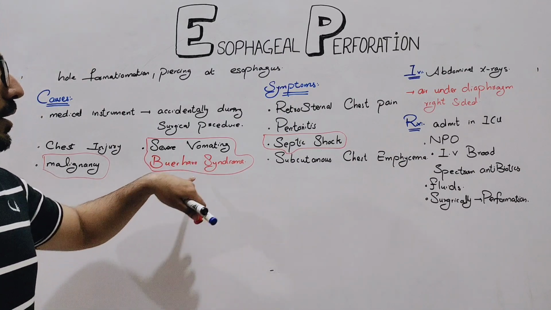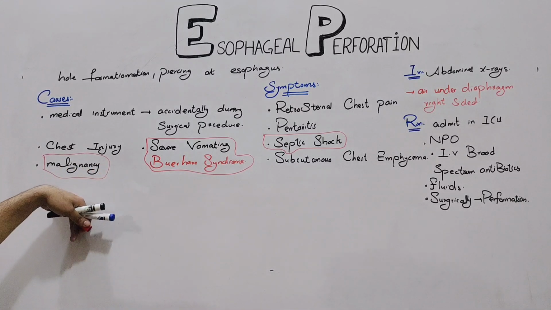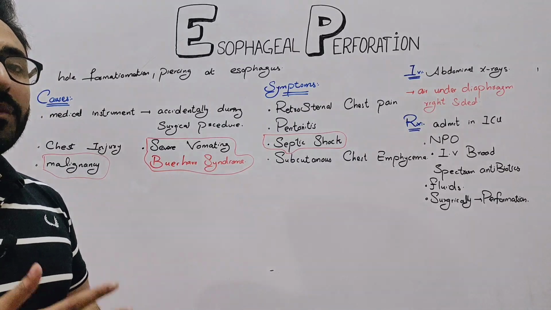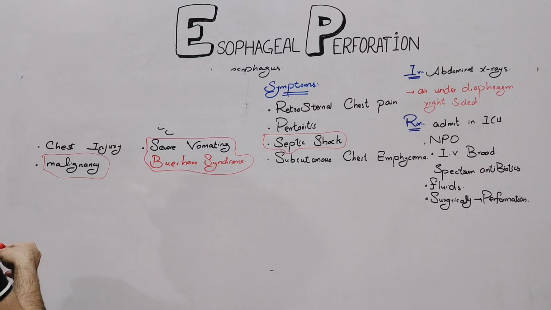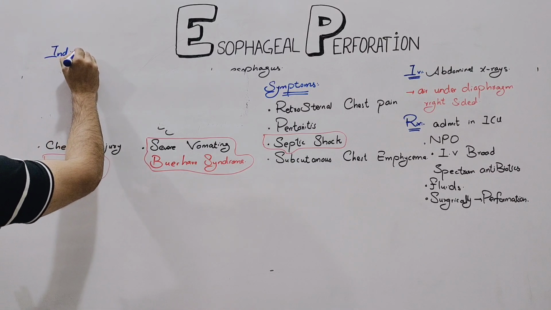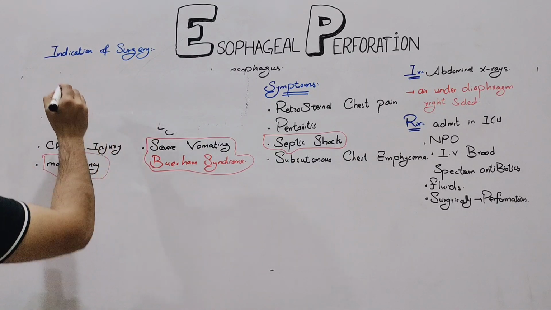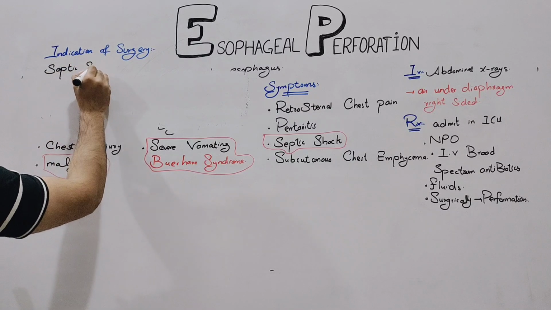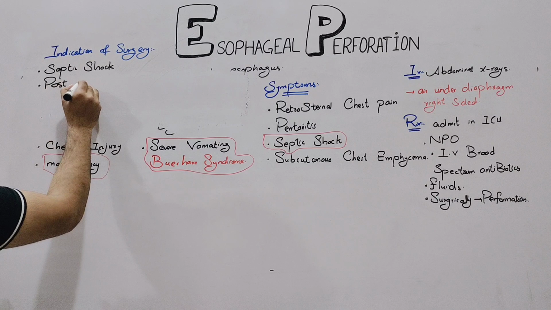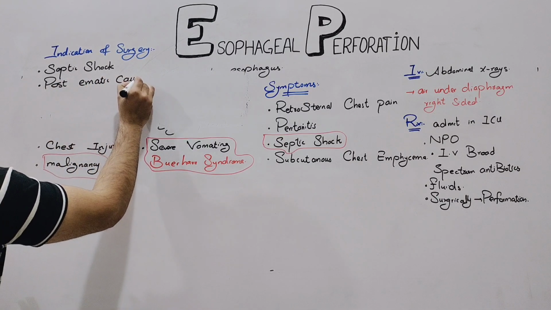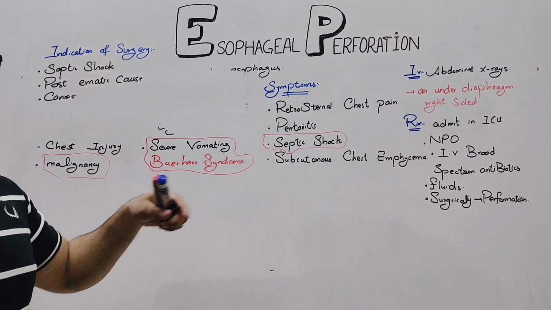Surgical correction. But if the patient is hemodynamically stable, if he is not in septic shock, if the cause is not vomiting, if there is no malignancy, you will say this patient will heal without surgery. So the indications for surgical correction are: if the patient has septic shock, or severe vomiting, Boerhaave syndrome, or post-emetic cause, or if he has any cancer, then you will surgically remove that perforation.